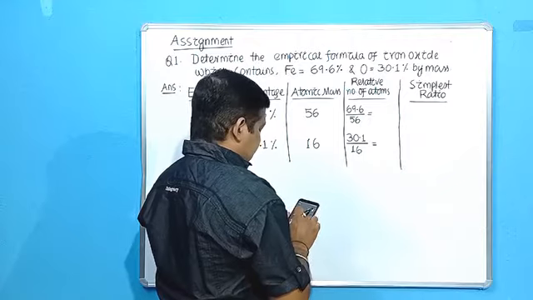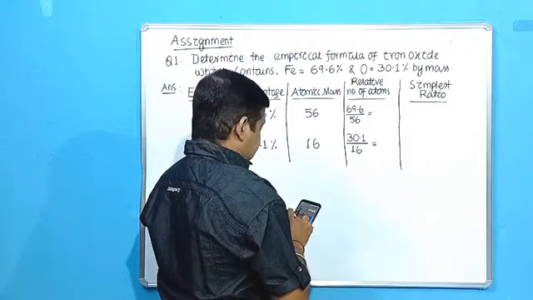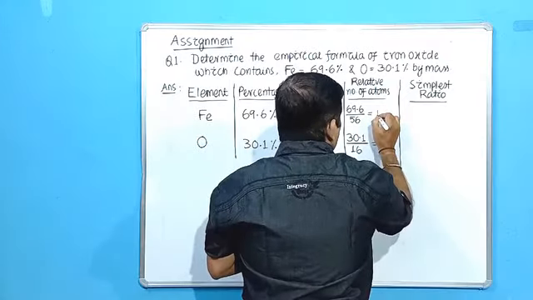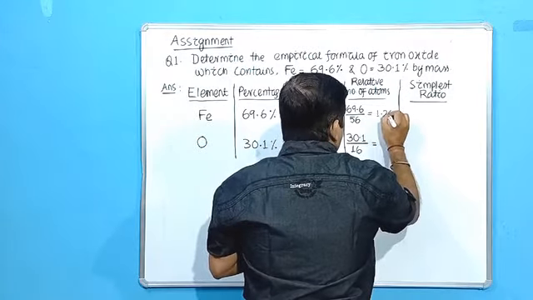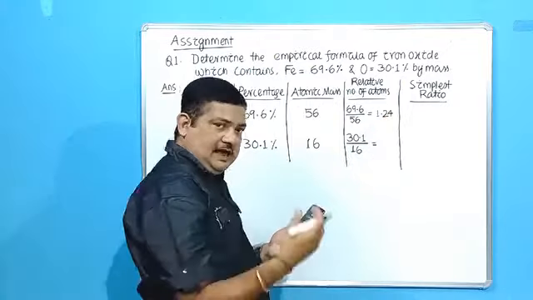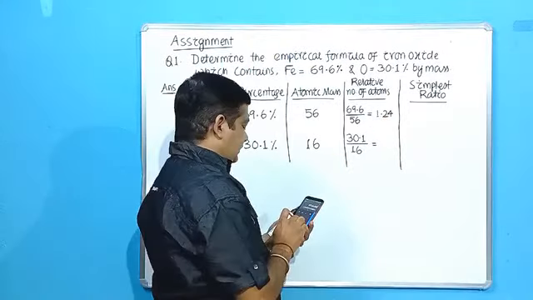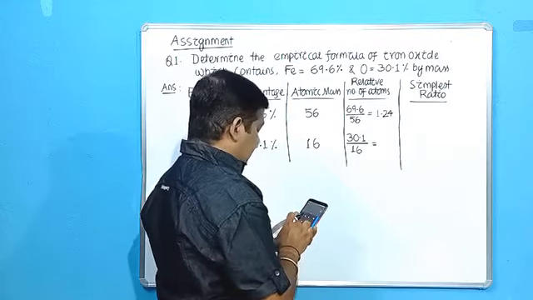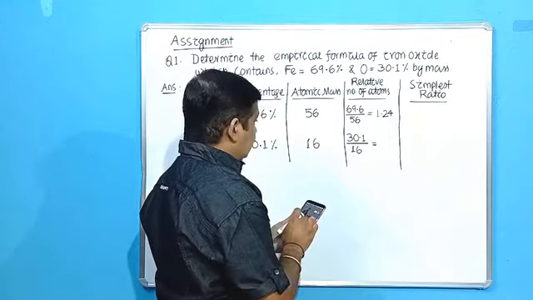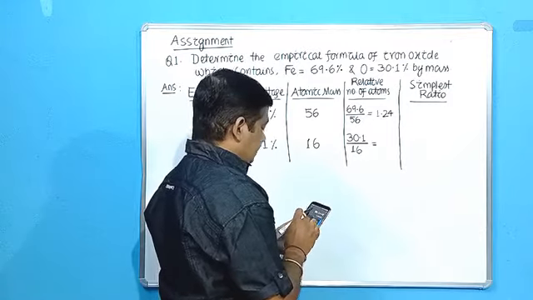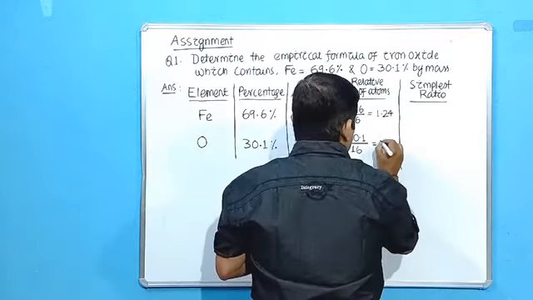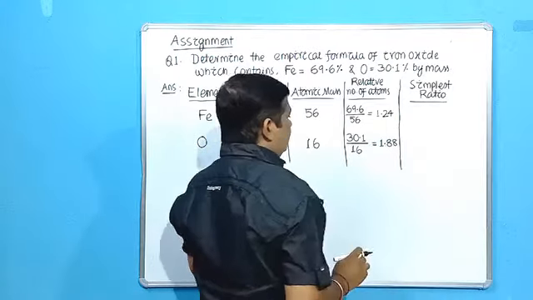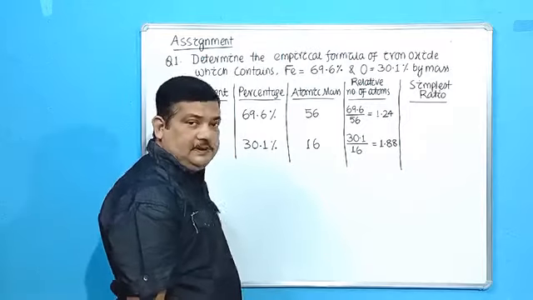So first 69.6 divided by 56. It will be 1.24. So I am using calculator, but you have to do it on your own. Okay. Then next 30.1 divided by 16. It is 1.88. Okay. Then you have to go for the simplest ratio.